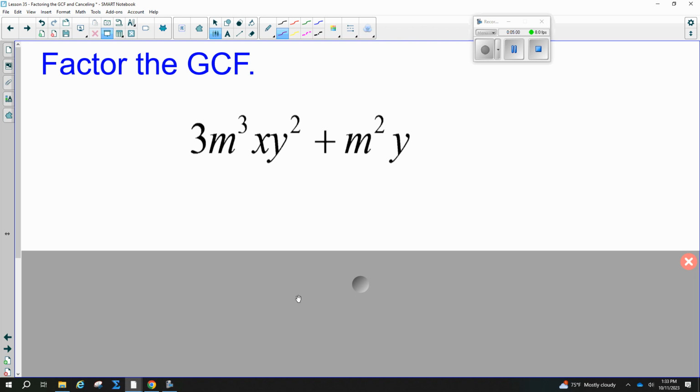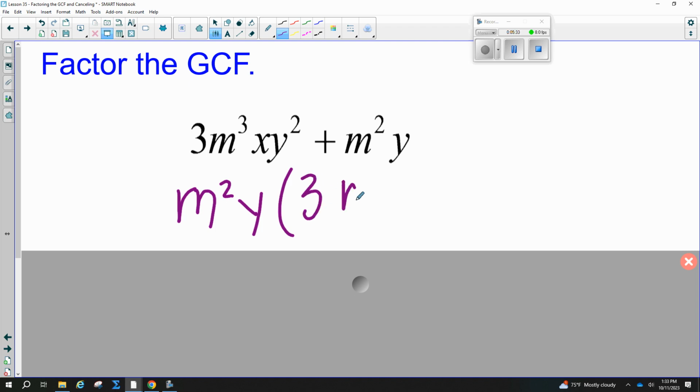All right, let's try another one. All right, Miles, what is the GCF? Tell me everything that factors out of both terms. Good job. M squared, y. All right, so both of them have at least two m's and one y. All right, and so Jack, what is left when you take out m squared y for that whole first term?